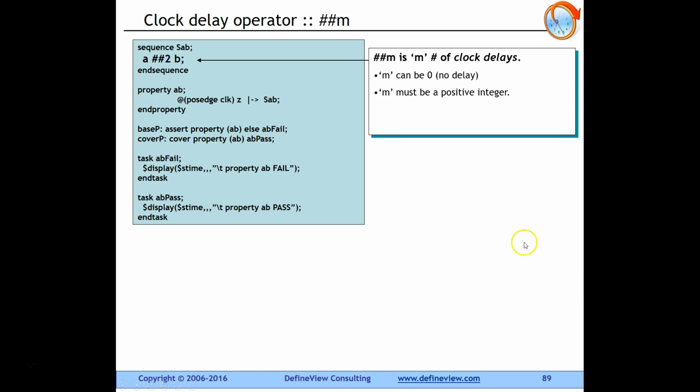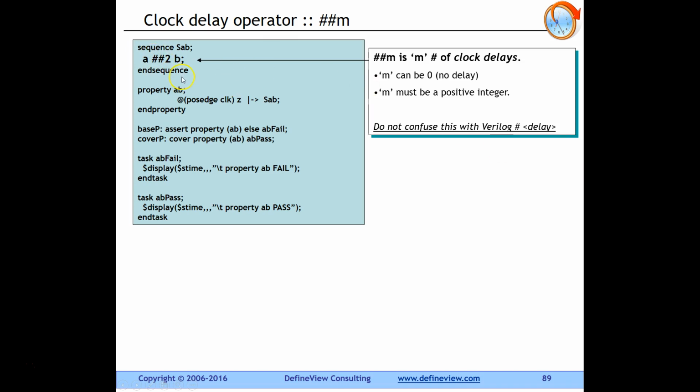But for the sake of completeness, here's the ##M delay operator. M can be 0 here, that means there is no delay, or M can be a positive integer. Obviously, time cannot advance backwards, so it cannot be a negative integer. And as I've said before in previous lectures, do not confuse this with the Verilog # delay. Luckily, the syntax is that there are 2 pound signs here, so the chances of a mistake are very less.